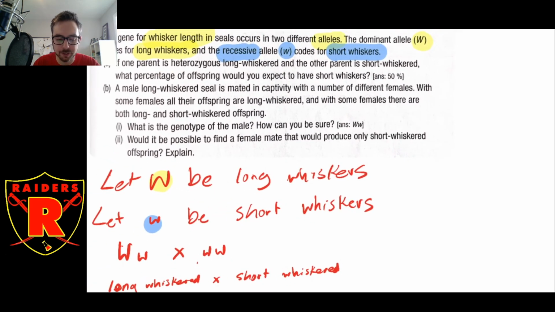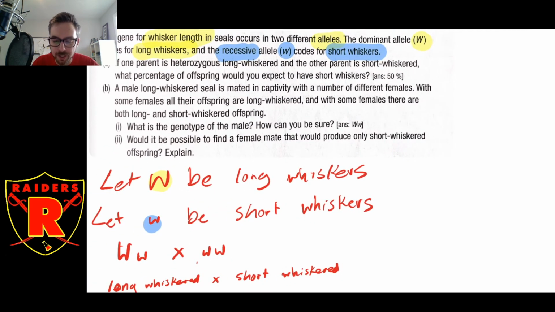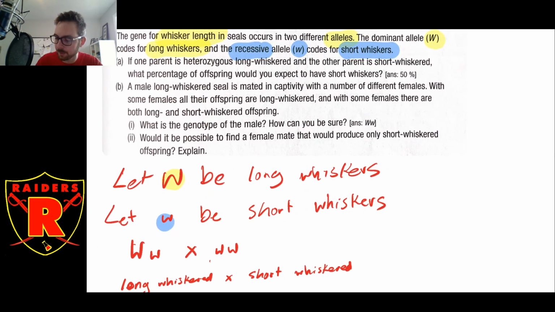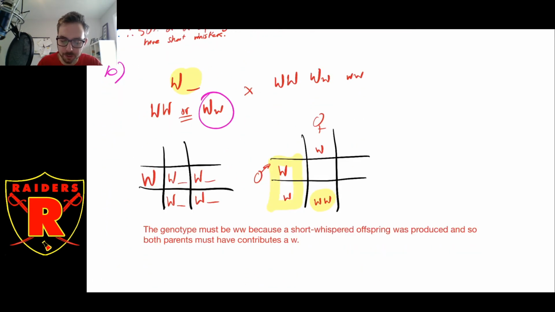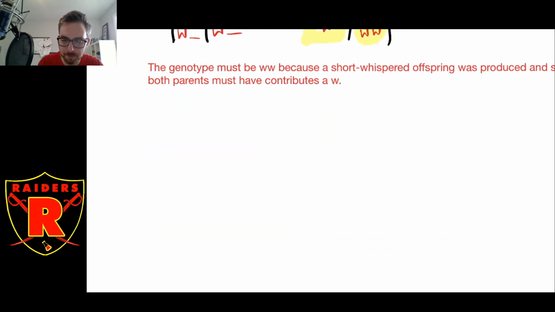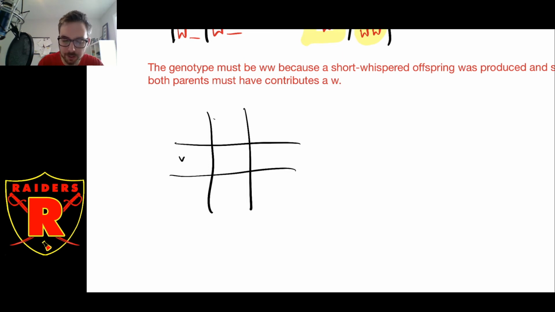The second part here says, would it be possible to find a female mate that would produce only short whiskered offspring? So let's have a look at the possibilities here. We know the male is going to be big W, little w. This is what we have to work with.